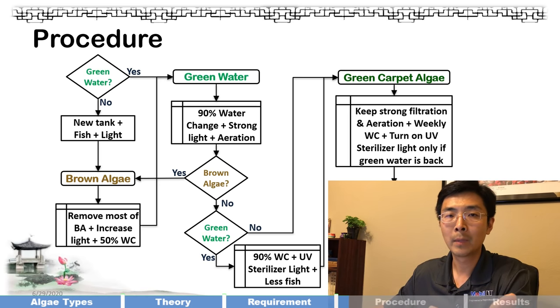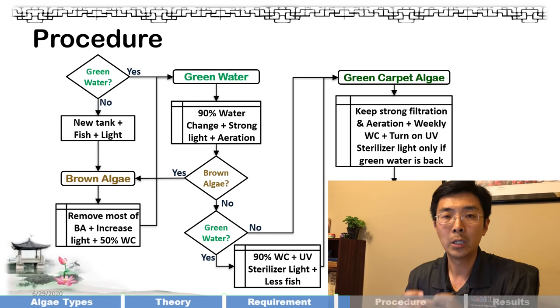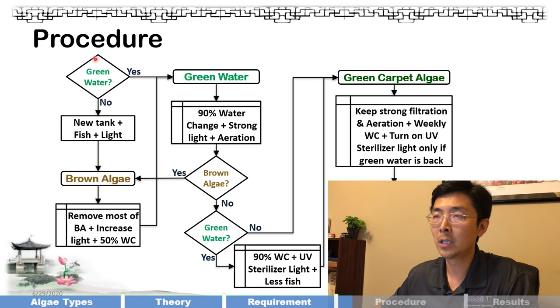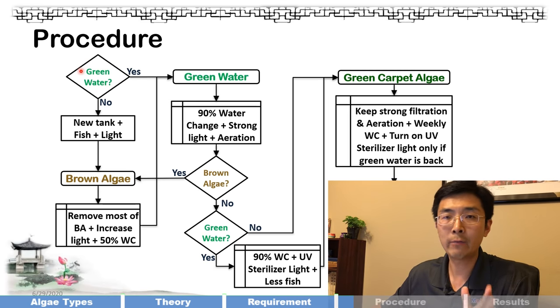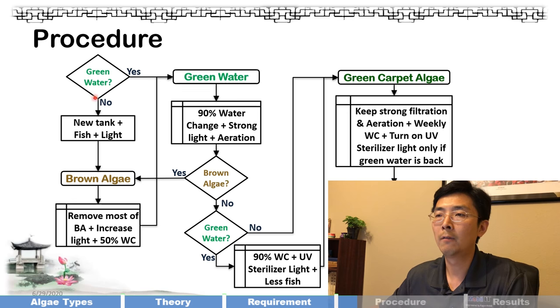It's very simple. The key component is green water. You need to have green water, and then everything becomes possible. So obviously the first question is, hey, do you have green water? If you have green water, jump to the next step. If you do not have green water, we need to create the green water. For new tanks, just follow me. You need to add a fish, you need to add some light.